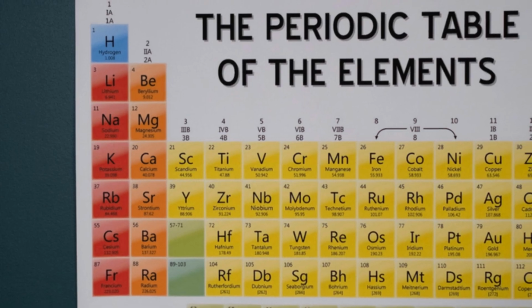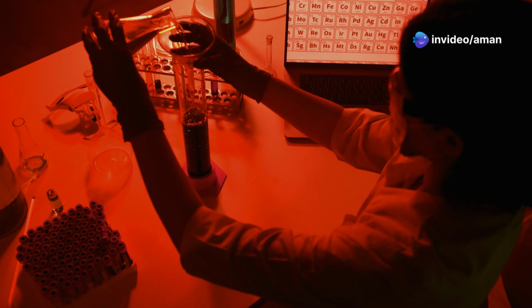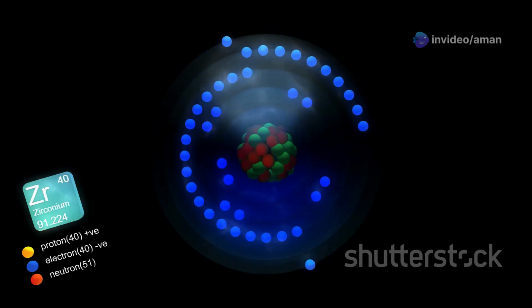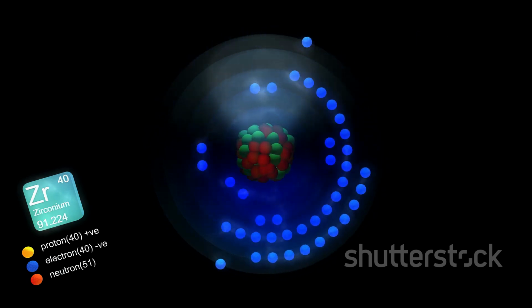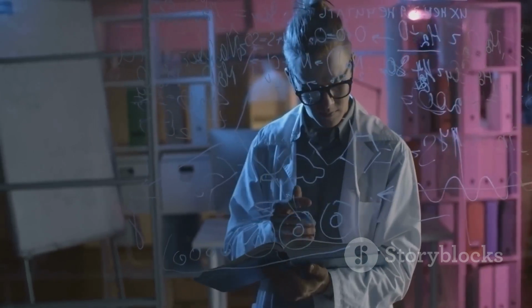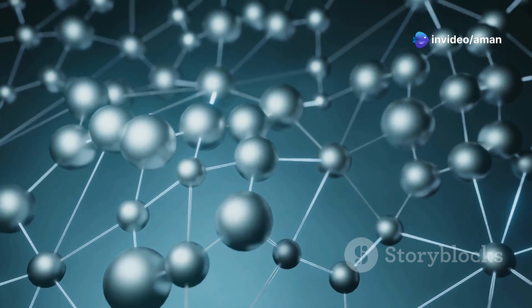The periodic table is divided into rows called periods and columns called groups. Elements in the same group share similar chemical behavior. This is because they have the same number of valence electrons, which are the electrons in the outermost shell of an atom. Valence electrons are involved in chemical bonding. Therefore, elements in the same group tend to form similar types of chemical bonds.